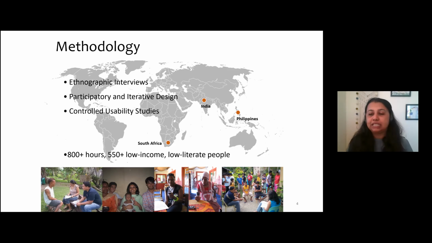And then once the prototypes are ready, go back to the field and test them with potential users, and then take their feedback and roll that feedback into the next iteration.